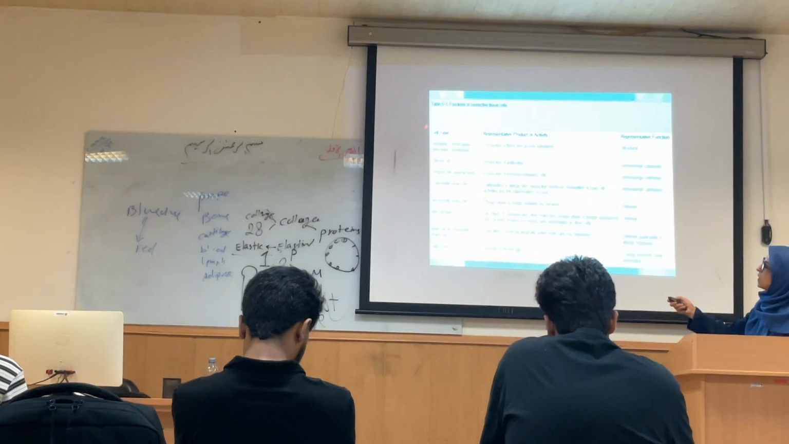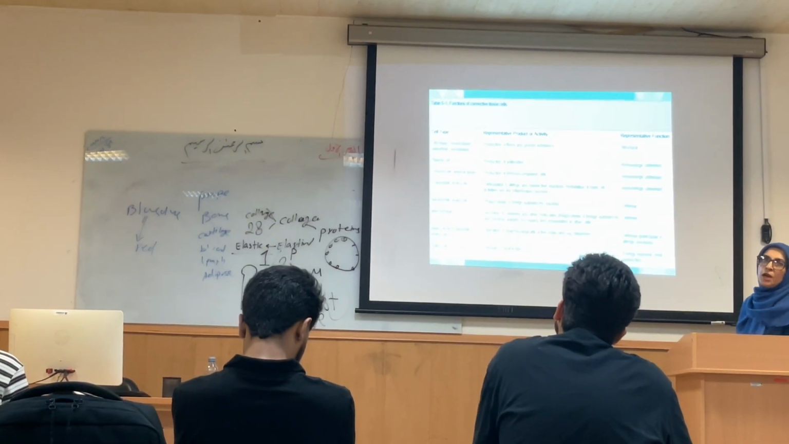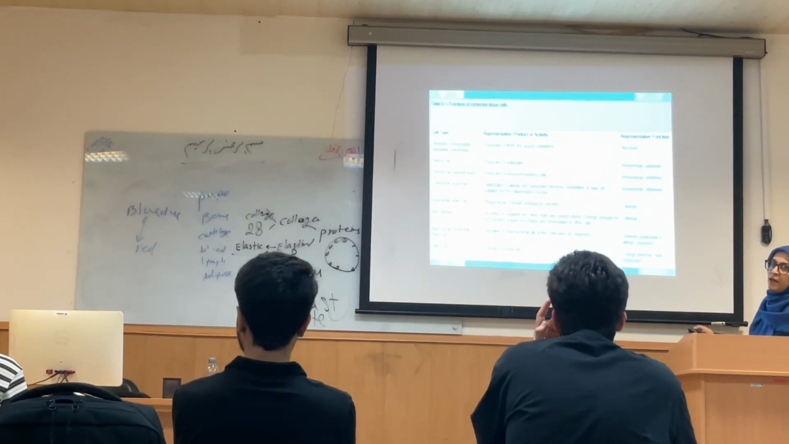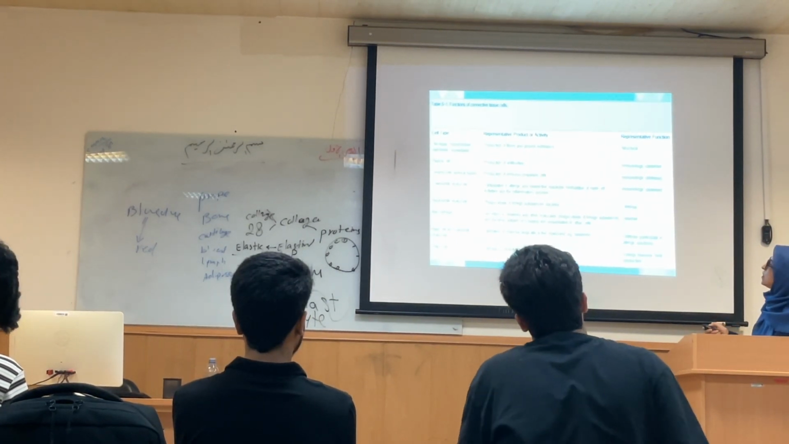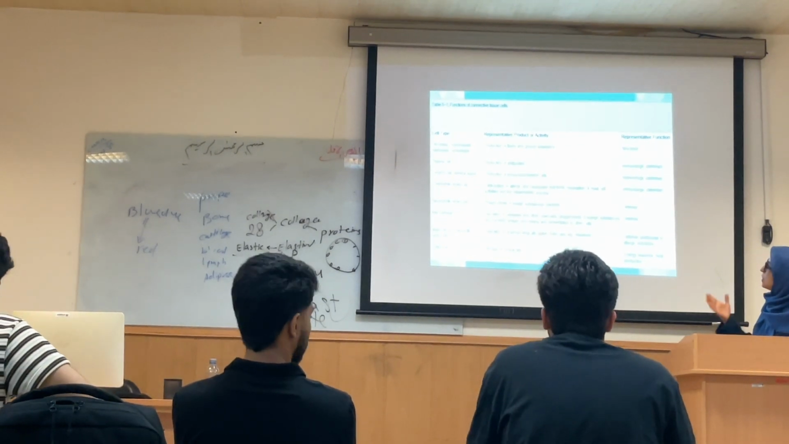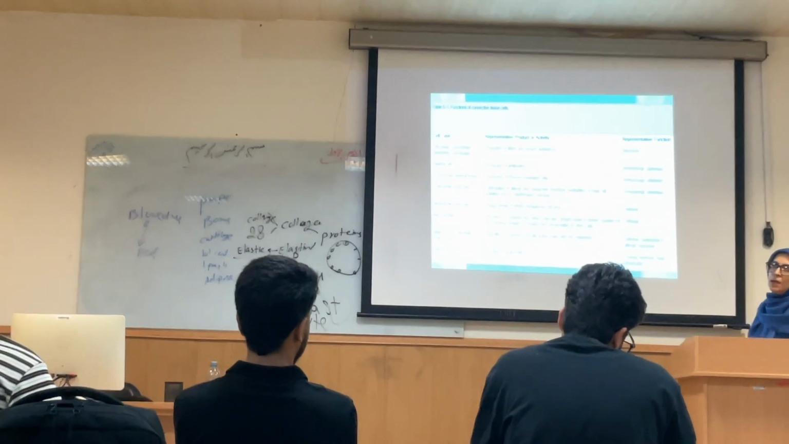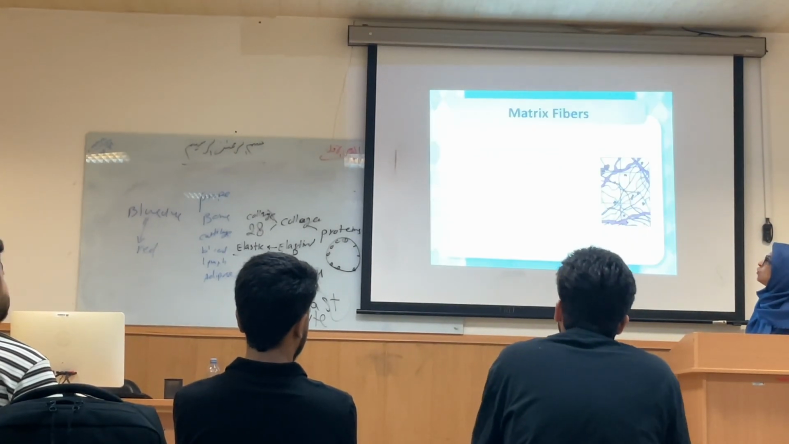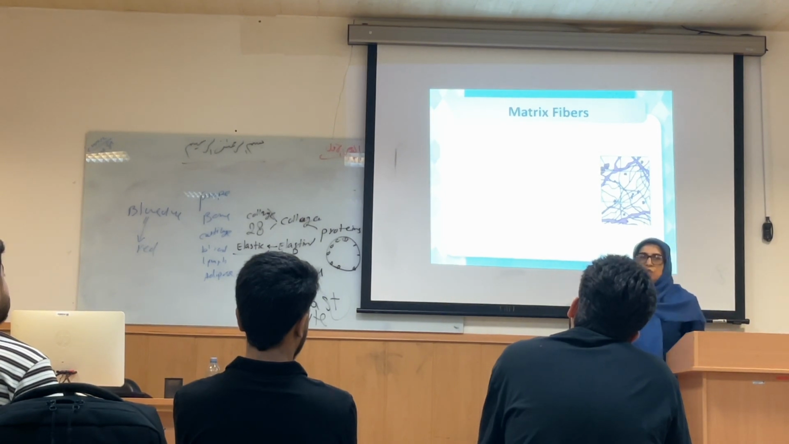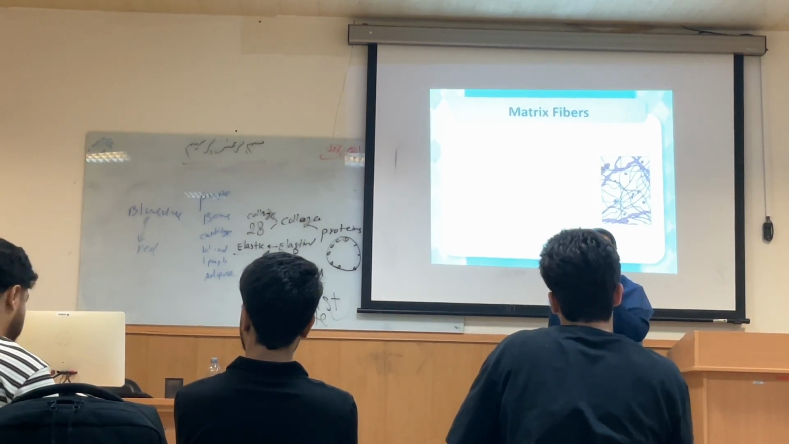Here there is a table that shows the cell types of the connective tissue, their function, and also their location, in which part they are and what their function is. This is useful for you, because it briefly explains the connective tissue cells. The other part of the connective tissue is the ECM, or extracellular matrix, which has two components: fibers and ground substance.